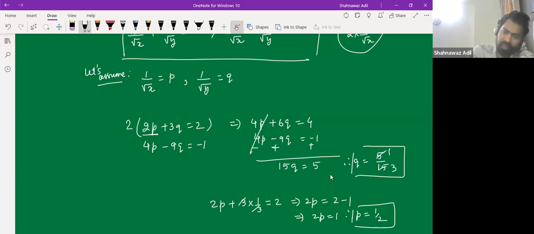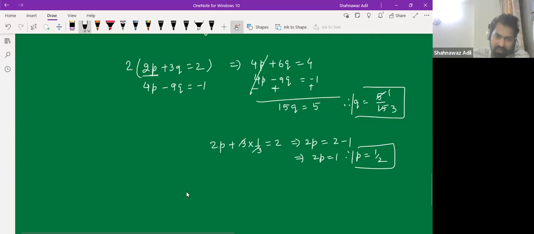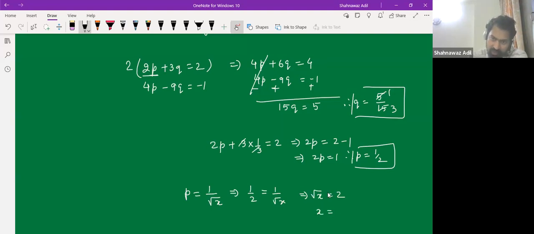And what was p that we have assumed? P was 1 by root x. So 1 by 2 is 1 by root x, so root x is 2. So x would be how much? 2 squared, because the half power will go and this will become square. So this is 4. So x is 4.